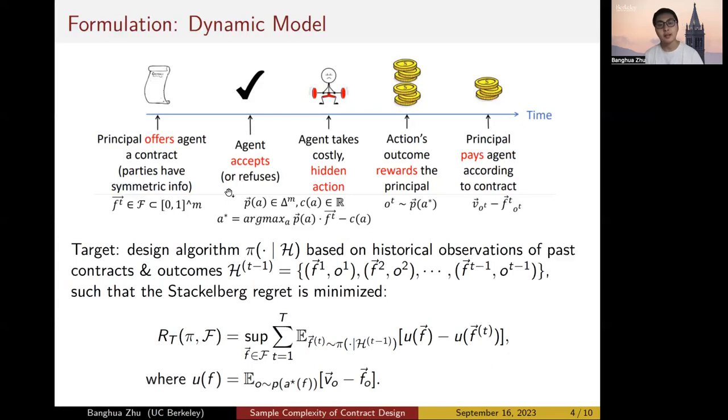In this case, our target is to design an algorithm based on historical observations of past contracts and outcomes, such that the Stackelberg regret can be minimized. The Stackelberg regret is defined as a case where I compare my utility introduced by my algorithm pi with the optimal utility that is induced by the optimal possible contract F, where this utility is the utility for the principal. But we also notice that in this case, the action is always an optimal action that maximizes the agent's utility. That's why we call it a Stackelberg regret.